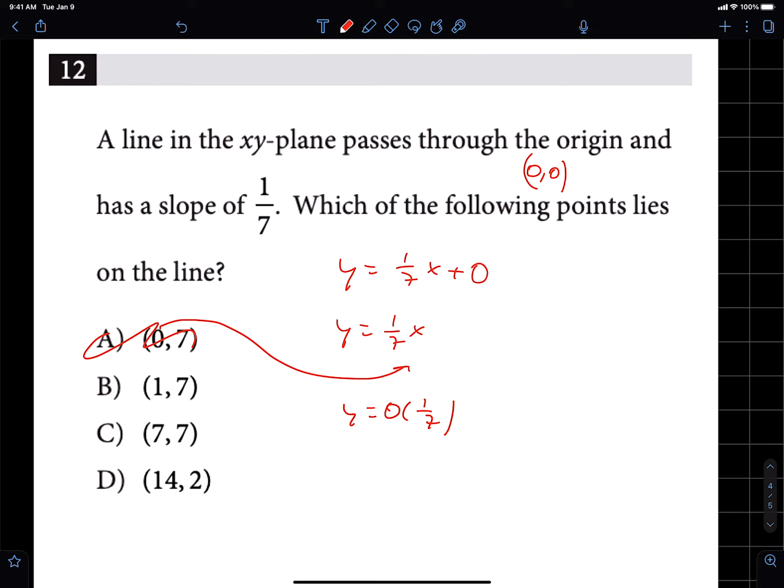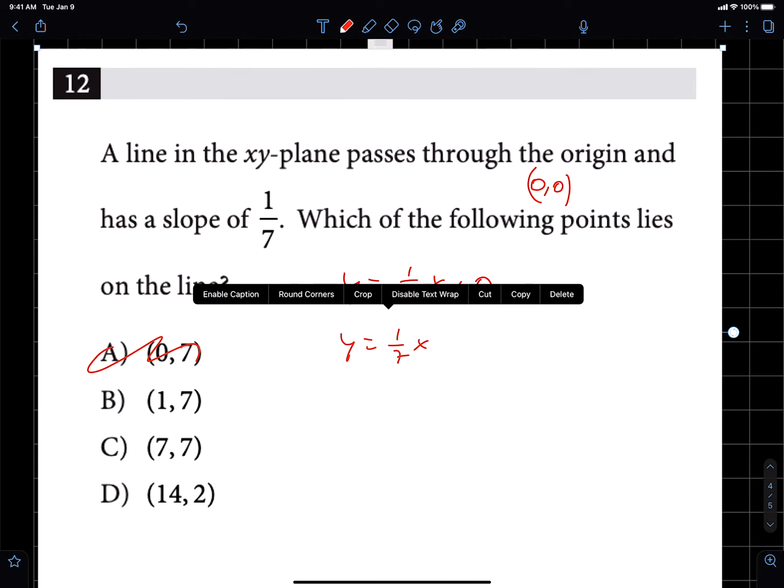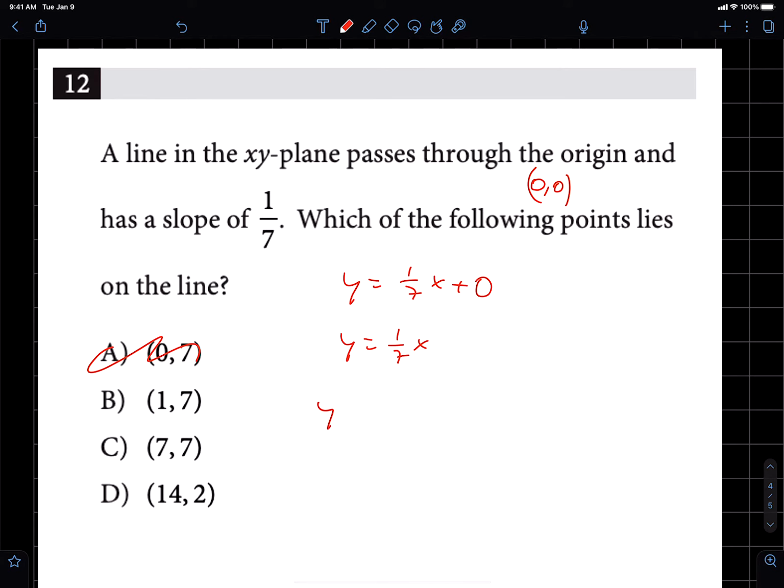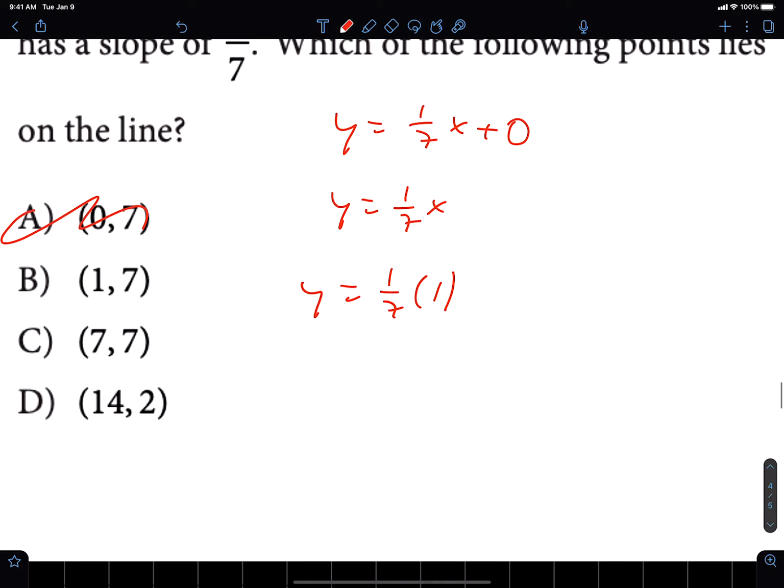How about B? Let's go ahead and try B. If I plug in 1 for x, do I get 7? Well, let's see. So if I get y equals 1/7 times 1, well, 1/7 times 1 is just 1, so I'm not going to get 7. The answer is not B.